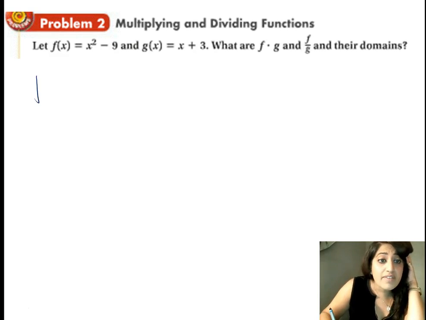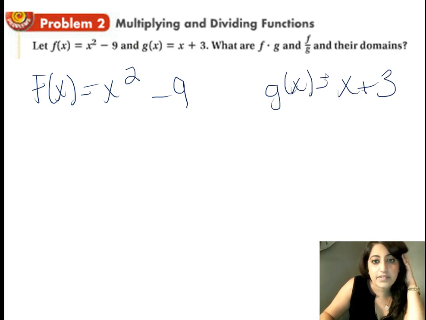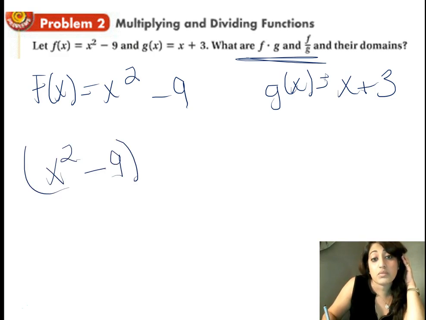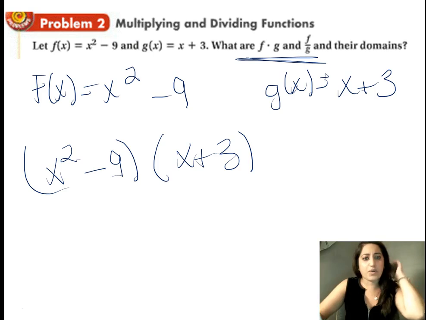All right, so we have an f of x equals x squared minus 9, and we have a g of x equals x plus 3. Okay, it's not asking you for a composition of functions. They will trick you like that sometimes. It's just asking you to subtract and multiply them. Good concept actually just to practice. x plus 3.